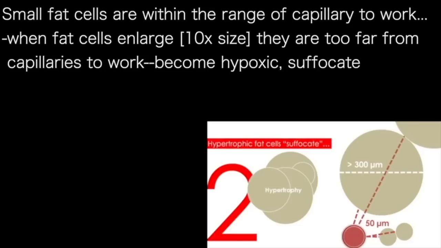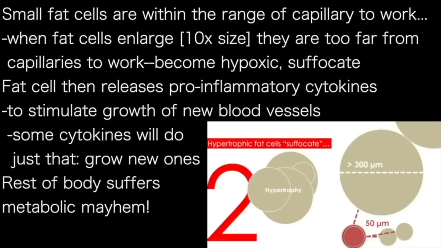So now you have hypertrophic fat cells whose distance from the capillary is too great. As they've undergone hypertrophy, they've pushed themselves further and further from the capillary, from the life-giving blood. And now they've become hypoxic. They're suffocating. And the fat cell, however, wants to survive, and it has so many tricks. Fat cells are so complicated. We look at them as just energy storage, and they do so much more than that, including sensing hypoxia and responding to that hypoxia by releasing pro-inflammatory cytokines.